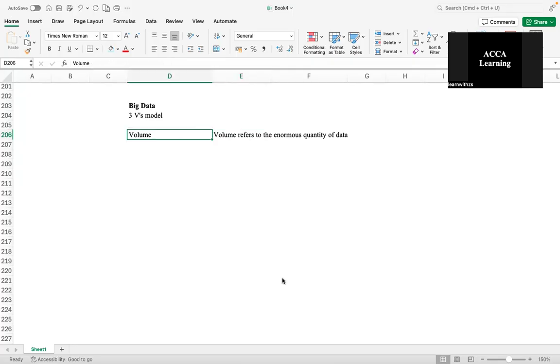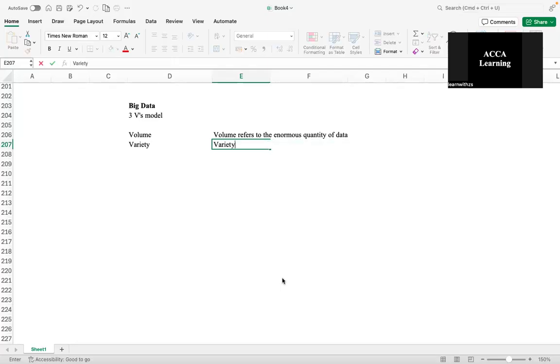Now, talking about the second V, that is variety. What is variety in one line? Variety refers to the diverse range of data, diverse range of the data types.